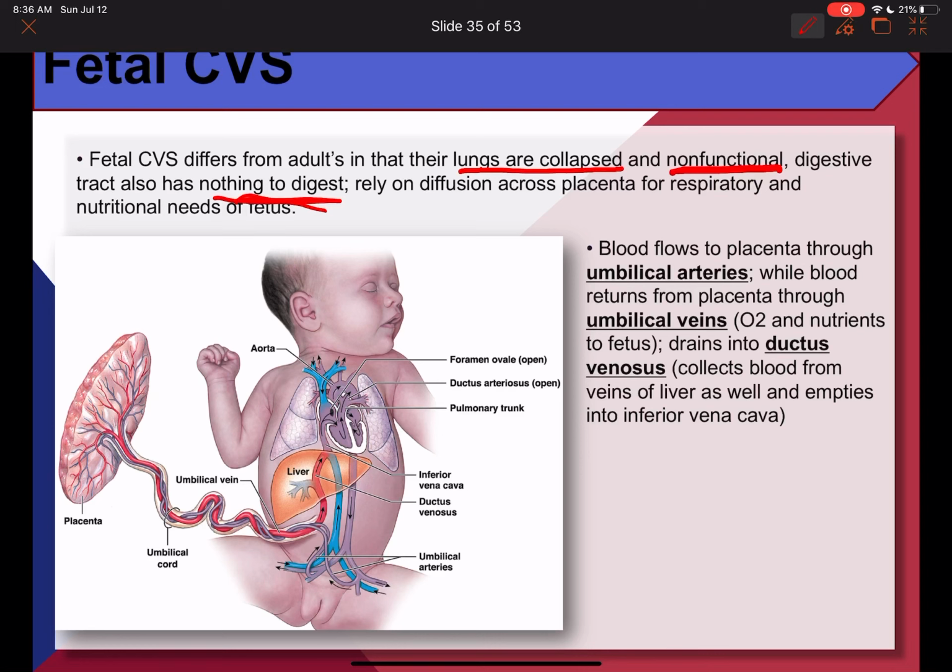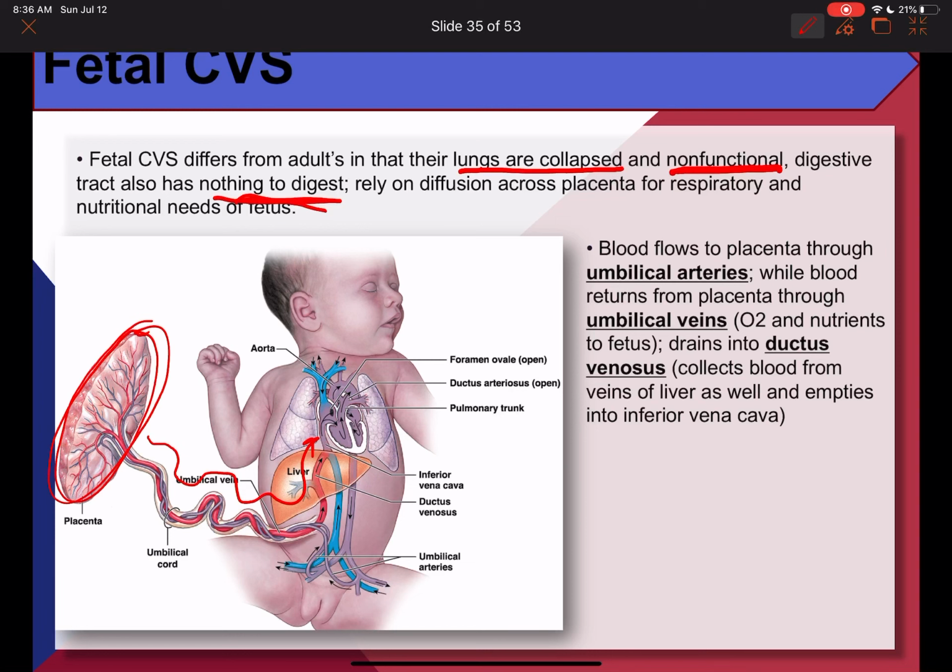Let's start with the placenta. First, the baby will receive oxygenated blood from the mother through the placenta right here. So oxygenated blood will go through the umbilical vein. Now, we call it a vein because we're talking about blood flow with respect to the baby's heart, and this blood is traveling towards the baby's heart. So the red vessel that you're seeing right here is called the umbilical vein.